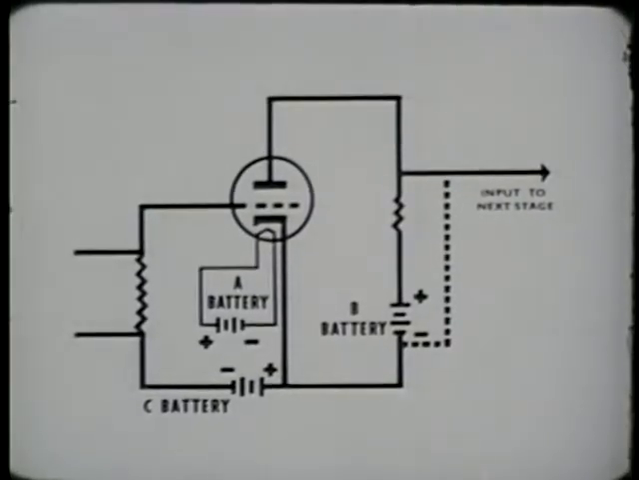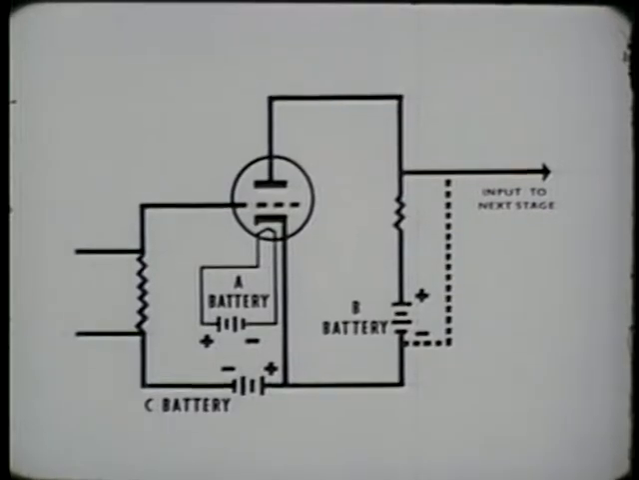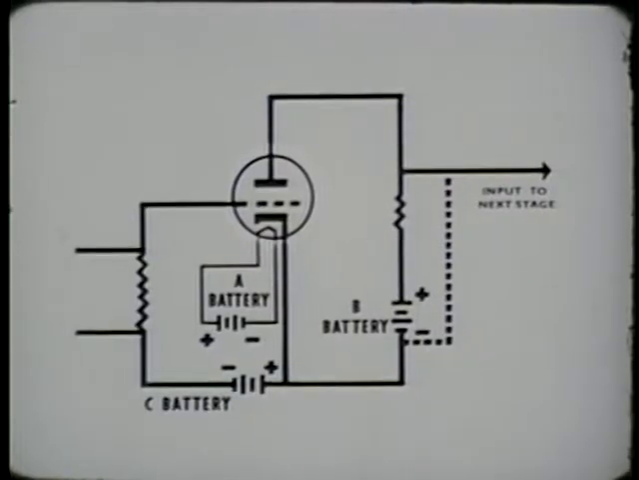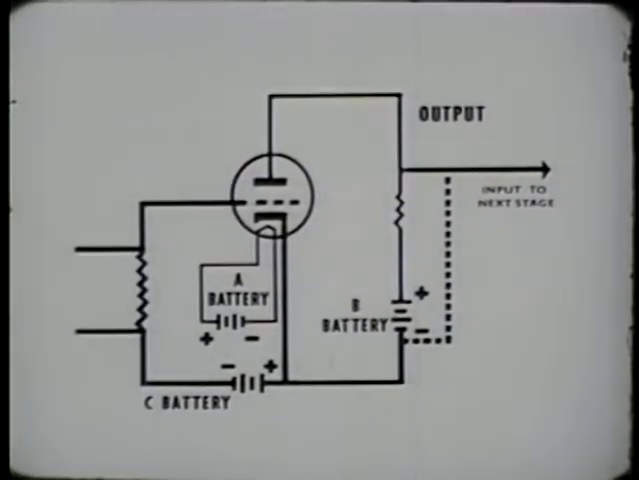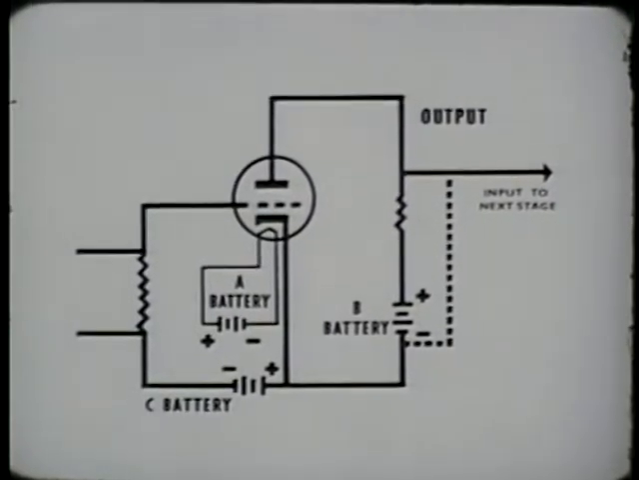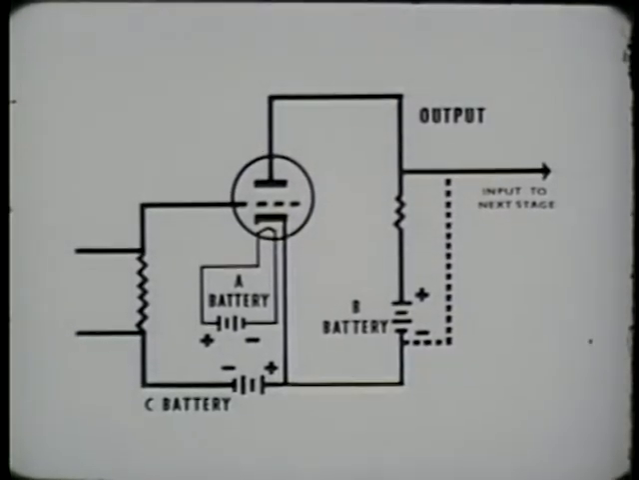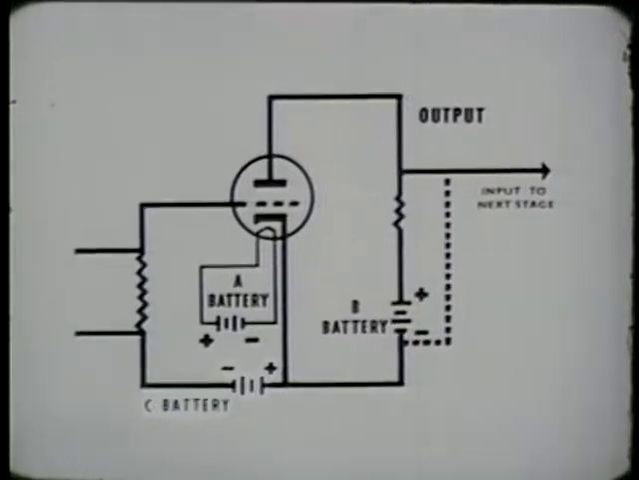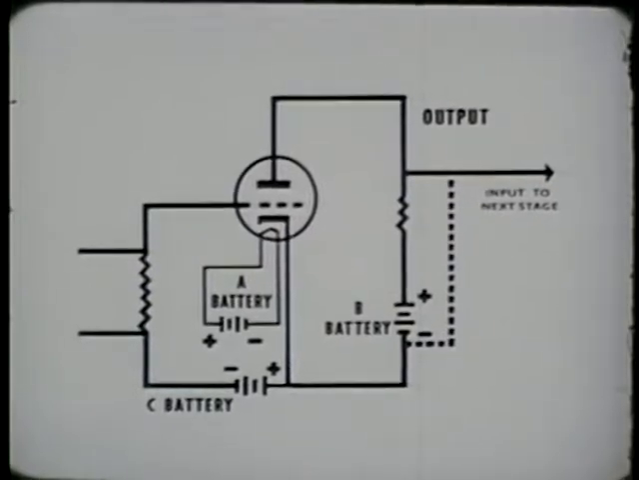Now, in more specific terms, let's study the construction and operation of a typical voltage amplifier. The heart of this amplifier is the vacuum tube. Power for the output circuit is supplied by a B supply, in this case a battery. The positive side of the B battery is connected through a resistor to the plate of the tube. The negative side of the B battery is connected to the cathode. Bias voltage is supplied by a C battery with the positive side connected to the cathode and the negative side connected through a resistor to the grid.